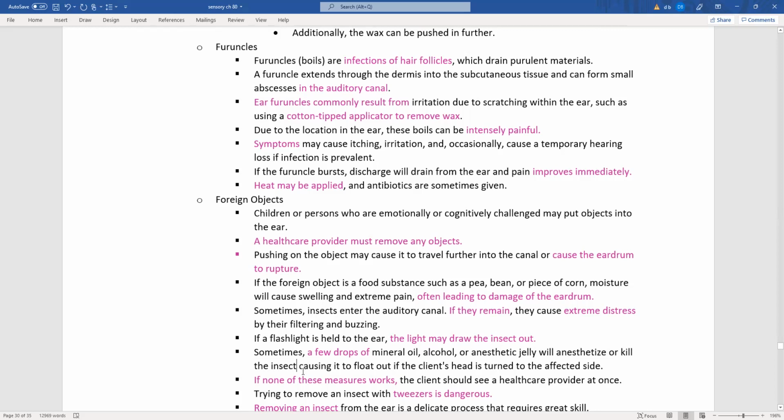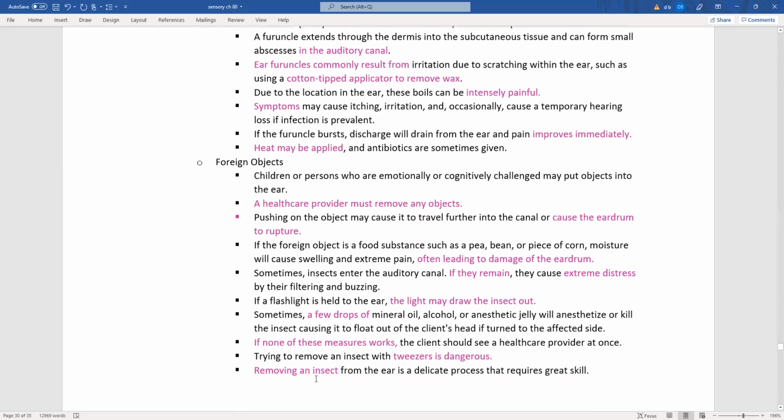Kill the damn roach, causing it to float out of the client's head if turned to the affected side. Hold on. Sometimes a few drops of mineral oil, alcohol, or anesthetic jellies will anesthetize or kill the insect, causing it to float out of the client's head if turned to the affected side. So if none of these measures work, the client has to go see the healthcare provider ASAP.